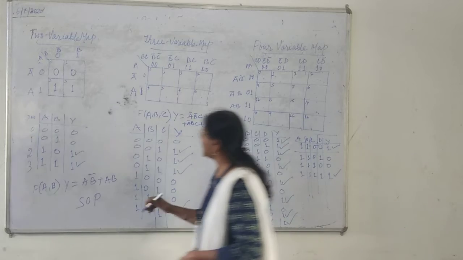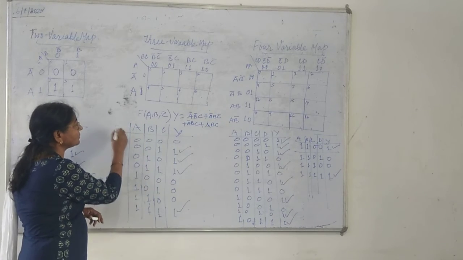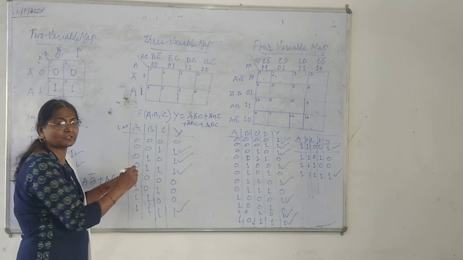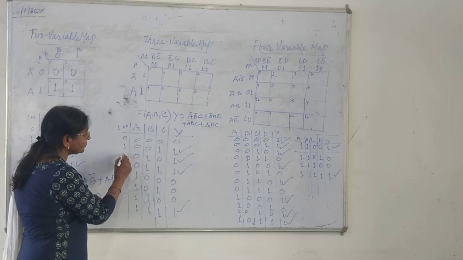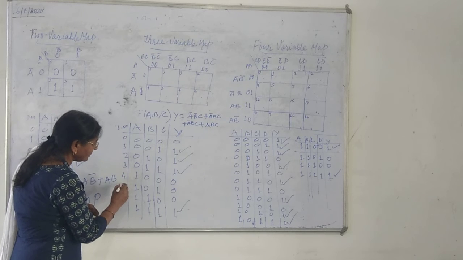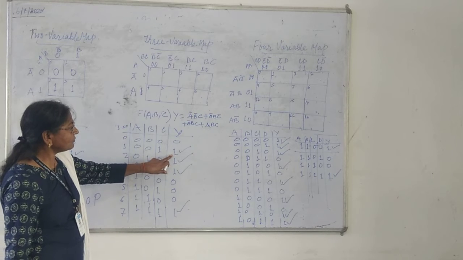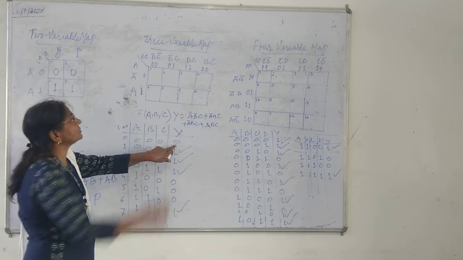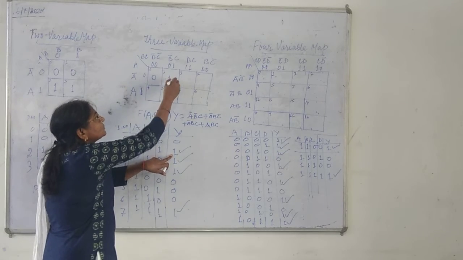For which values am I getting the output 0 and 1? Here I have put the serial number, you can simply use the decimal equivalent. This one is 0, 1, 2, 3, 4, 5, 6, and 7. I am getting 0 for 0, so I have put 0 here. For 1 I am getting 1, so I have put 1.